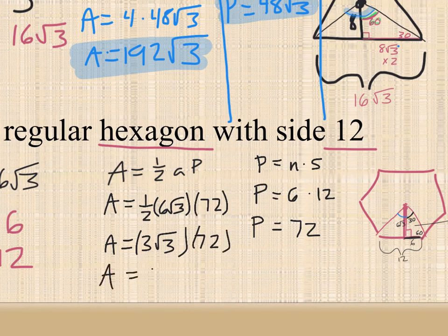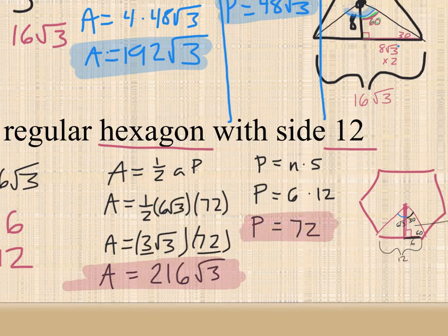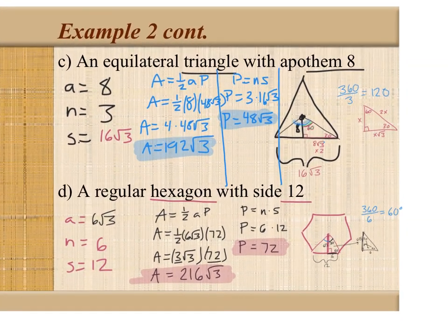So our area is equal to 216 square root 3. So all I did was multiply the 3 and the 72 and just tack on the square root 3 at the end. So our final answer for area is 216 square root 3 and perimeter is 72. Alright, so this is everything you need to know for 10.2.